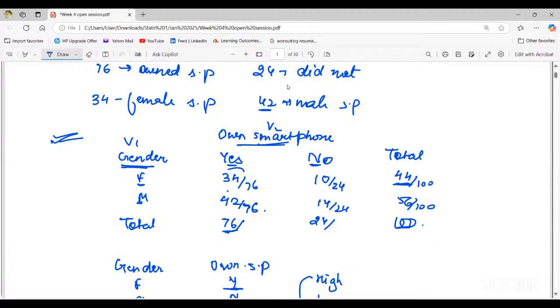Everybody understood how to calculate a row relative frequency and a column relative frequency? Yes, ma'am. Okay. Now we have calculated it. With that, how are we going to associate whether there is a difference between the two variables or not?